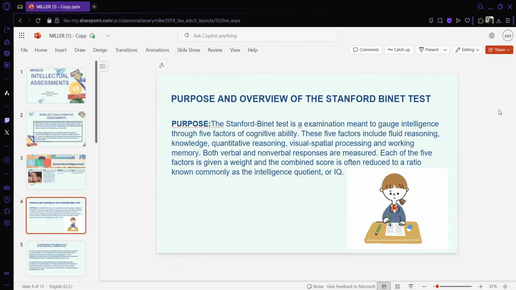Now, the purpose of the Stanford Binet test is an examination meant to gauge intelligence through five factors of cognitive ability. These five factors include fluid reasoning, knowledge, quantitative reasoning, visual spatial processing, and working memory. Both verbal and nonverbal responses are measured. Each of the five factors is given a weight and combined into a score, and is often reduced to a ratio known commonly as the intelligence quotient, or IQ.